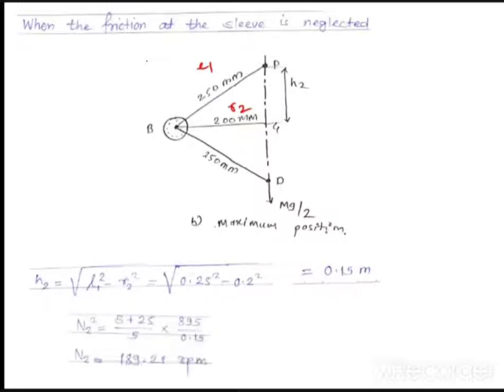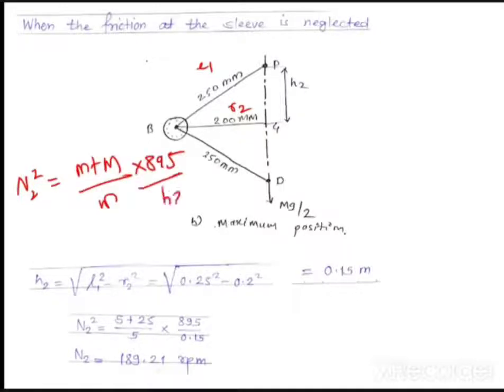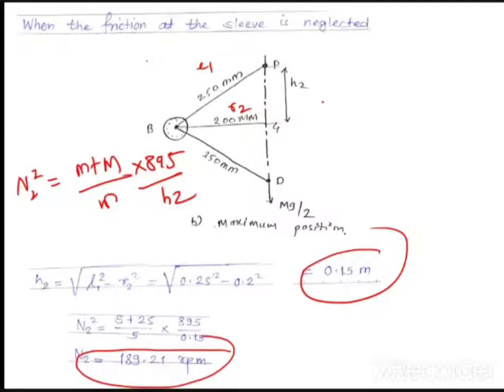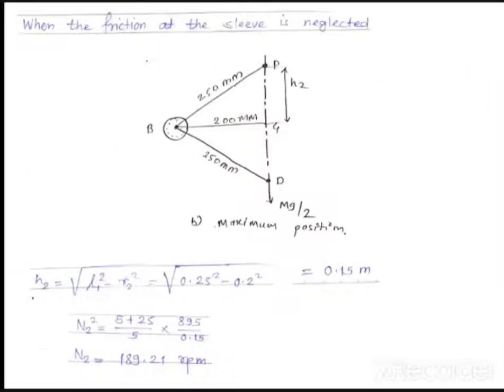Then the next formula is what? N2 square is equal to, now you know the formula, small m plus capital M divided by small m into what is the change, 895 upon H2. And what is H2? 0.15 meter. So you are getting N2 is equal to 189.21 rpm. So considering case number 1, the first part is over.